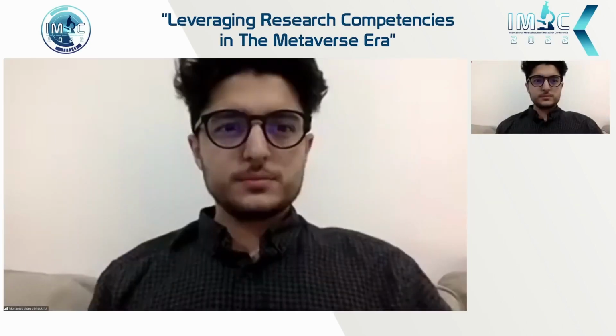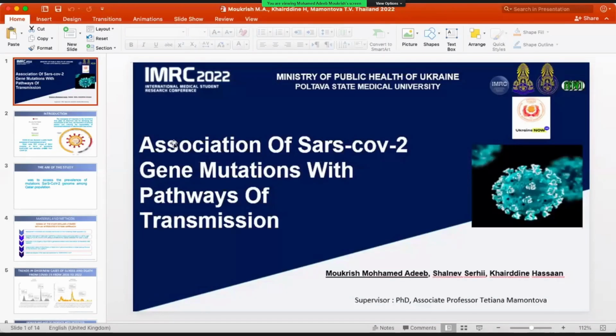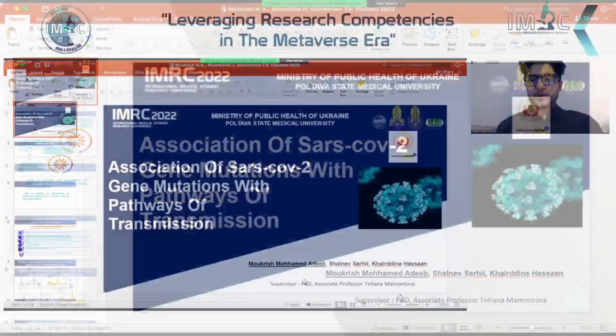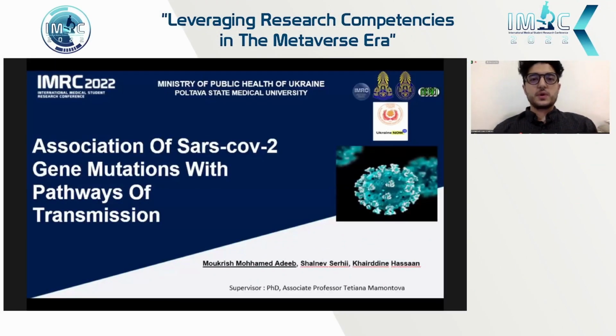Hello everyone. I hope my voice is clear because there may be trouble with the connection. My name is Adeeb Moukrish and I'm from Syria, but I study medicine in Ukraine, at Poltava State Medical University. And I'm here to present the topic about SARS-CoV-2 gene mutation with pathways of transmission in Doha, Qatar, because I'm a resident here in Doha, Qatar.